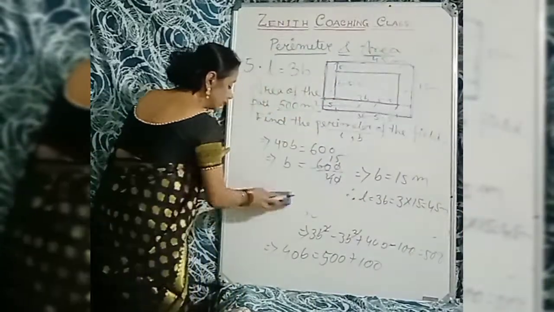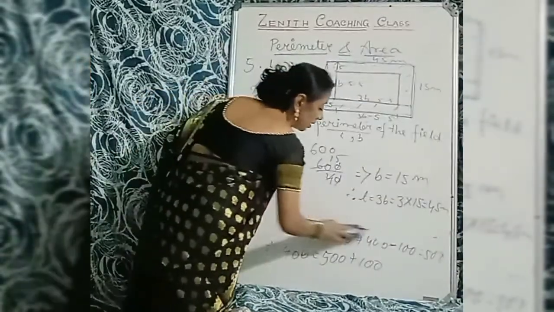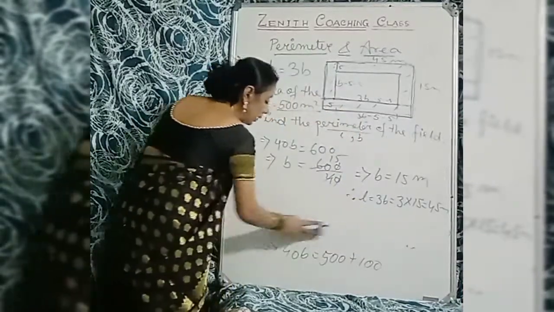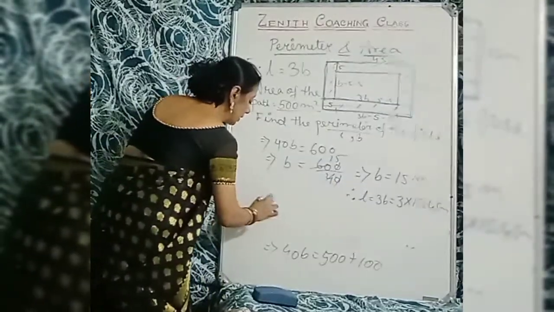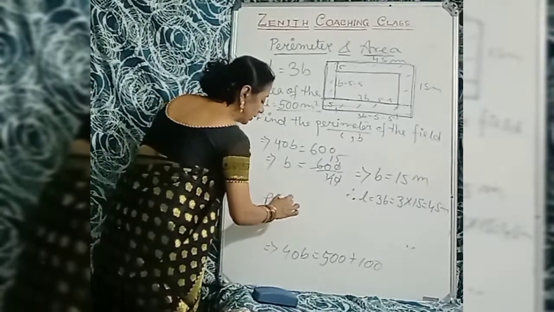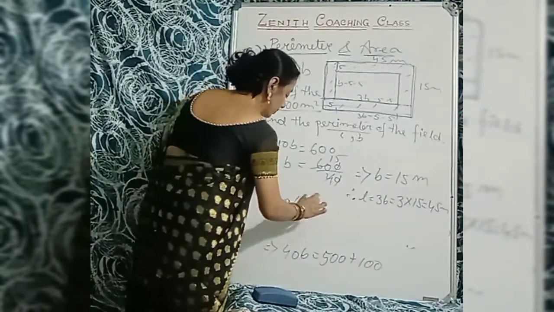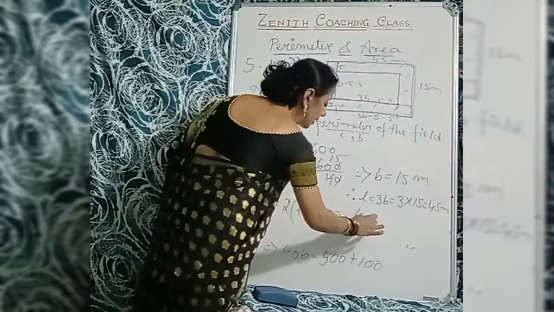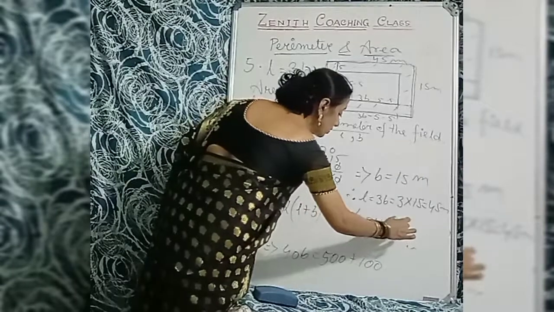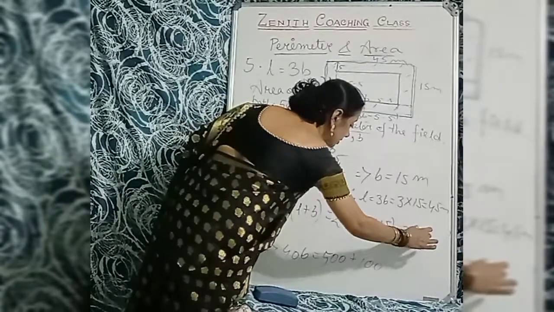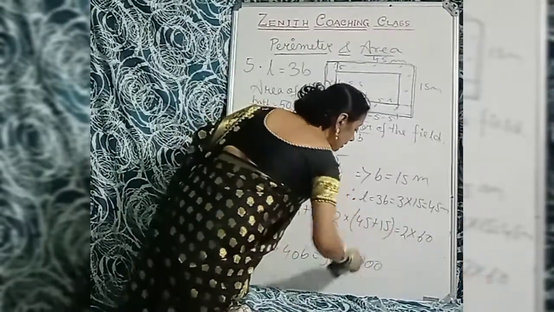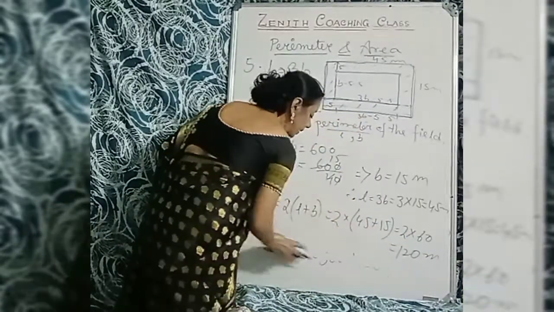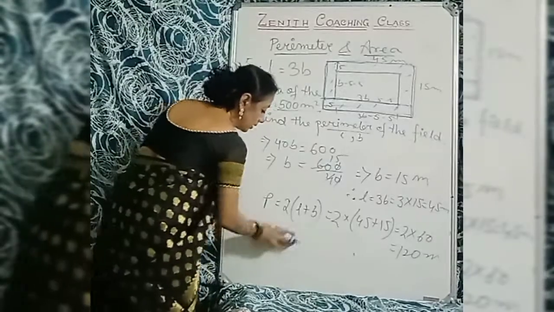So what is the formula of perimeter? Perimeter of the rectangle equals 2 into length plus breadth. That is, perimeter of the field equals 2 multiplied by length plus breadth, equals 2 multiplied by 45 plus 15, equals 2 multiplied by 60, equals 120 meter. That is the perimeter of the bigger one. Understood?